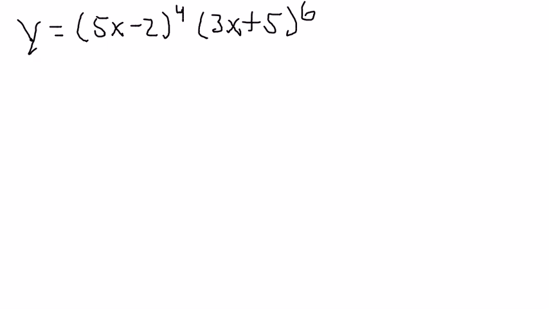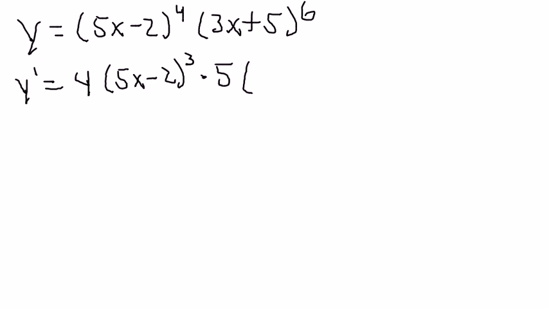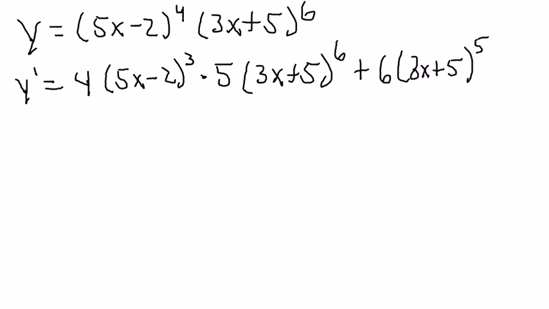So here we go. Start plugging away. The derivative of the first part is going to be 4 times (5x minus 2) cubed times 5, because that's the derivative of the inside part, times the second function, which is (3x plus 5) to the 6th. We have to multiply it by that because of product rule. Do the same thing for the second part. So that's going to be plus 6 times (3x plus 5) to the 5th times 3. And then times, we've got to multiply.